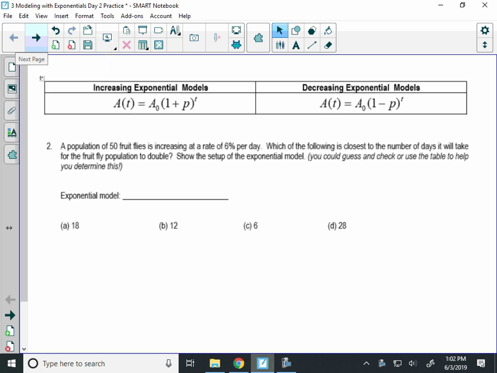All right, let's do some practice on percent increase and decrease with exponential functions. We're going to do numbers 2, 3, 5, and 6 on this video. Most of them have at least partly multiple choice.